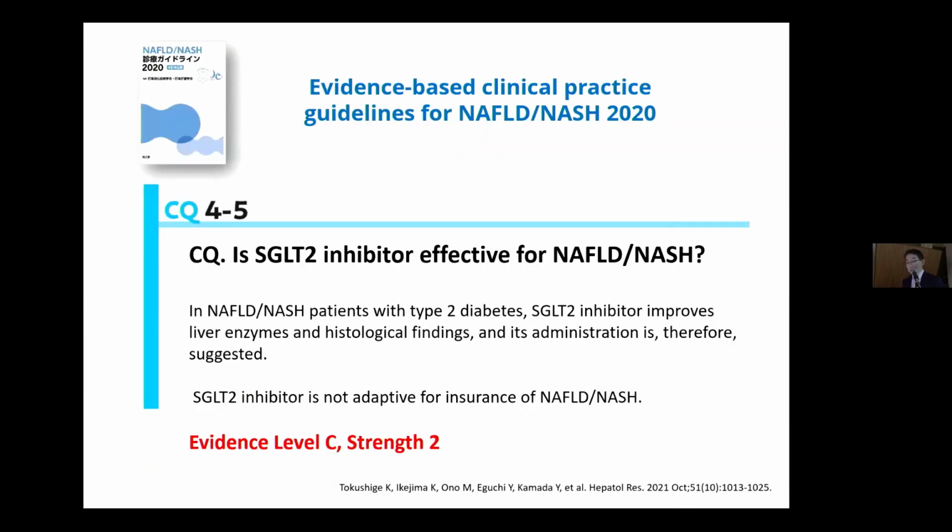In the Evidence-based Clinical Practice Guideline for MAFLD-NASH 2020 in Japan, there is one clinical question regarding the SGLT2 inhibitor: is SGLT2 inhibitor effective for NAFLD or NASH? The answer is that in NAFLD/NASH patients with type 2 diabetes, SGLT2 inhibitor improves liver enzymes and histological findings, and its administration is therefore suggested. However, at that time the evidence was still limited, so the evidence level is C and the strength 2.